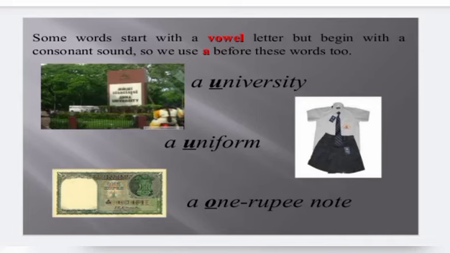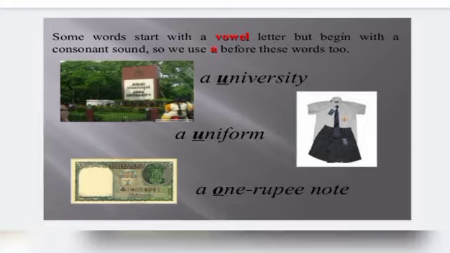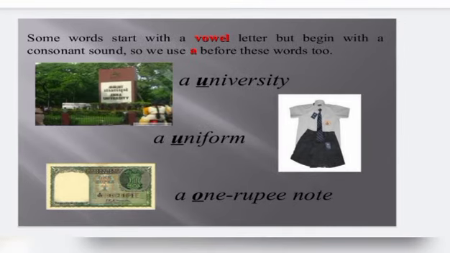Some words start with a vowel letter but begin with a consonant sound. So we use a before these words too. Let's see some examples. A university. U is a vowel letter but it begins with a consonant sound. So we use a before these words.